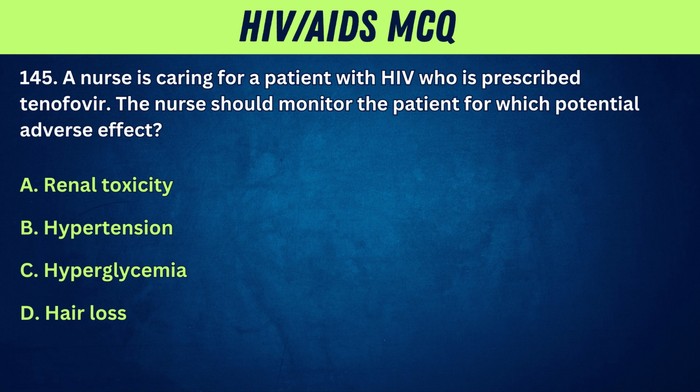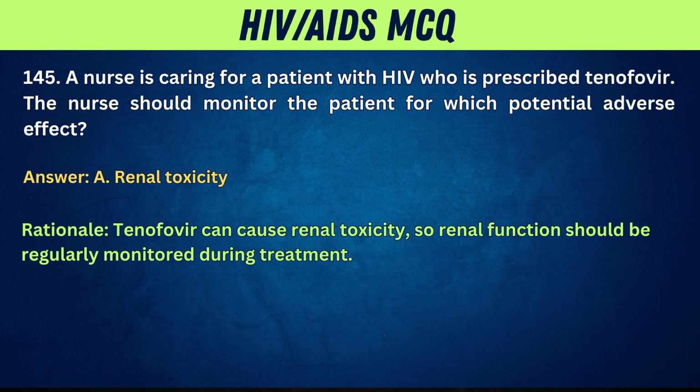145. A nurse is caring for a patient with HIV who is prescribed tenofovir. The nurse should monitor the patient for which potential adverse effect? A. Renal toxicity. B. Hypertension. C. Hyperglycemia. D. Hair loss. Answer. A. Renal toxicity. Rationale. Tenofovir can cause renal toxicity, so renal function should be regularly monitored during treatment.